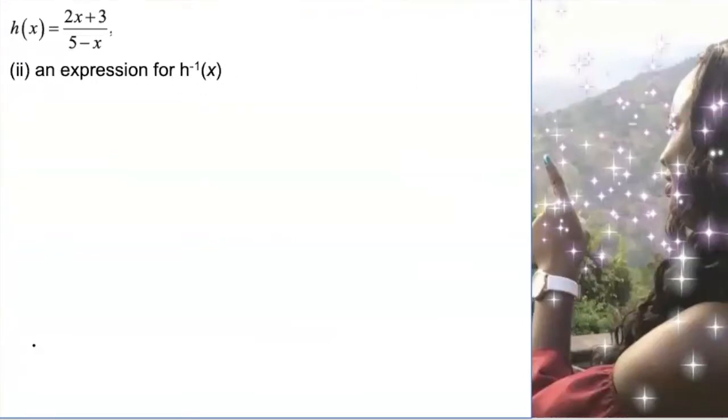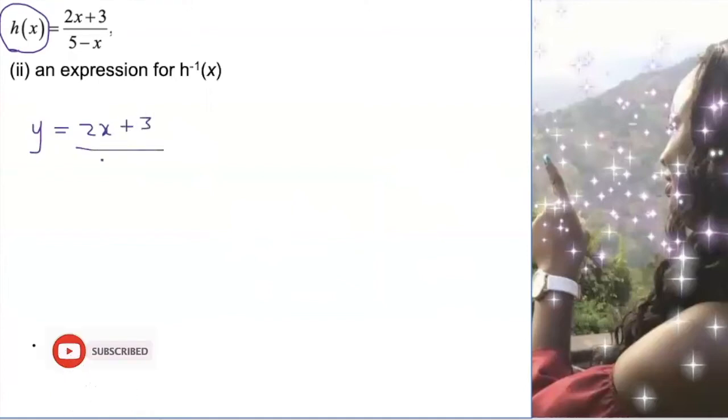We're going to find the inverse for the following function. The first thing I'm going to do is change the h(x) to y. So I will have y is equal to (2x plus 3) all over (5 minus x).